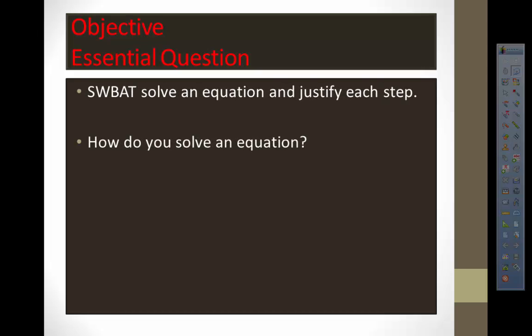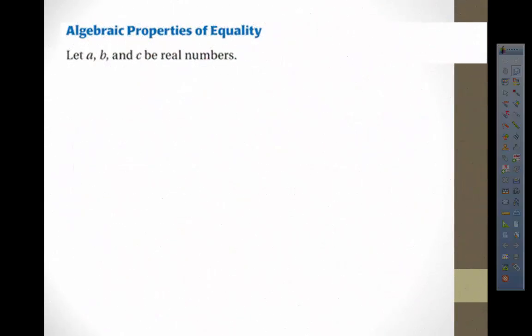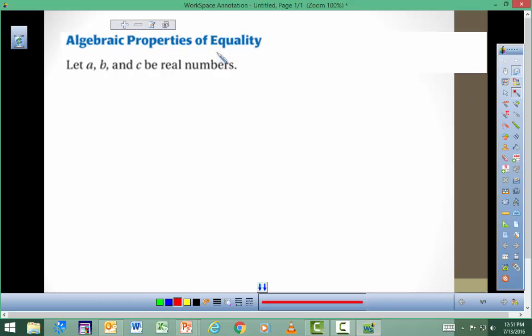So the objective will be for students to be able to solve an equation and justify each step along the way. Well, so how do you solve an equation? Well, that part I think is the easy part, but anyhow, from algebra we have a bunch of properties, and I want you to notice that these are properties of equality, and I want to just take a moment to talk about that.